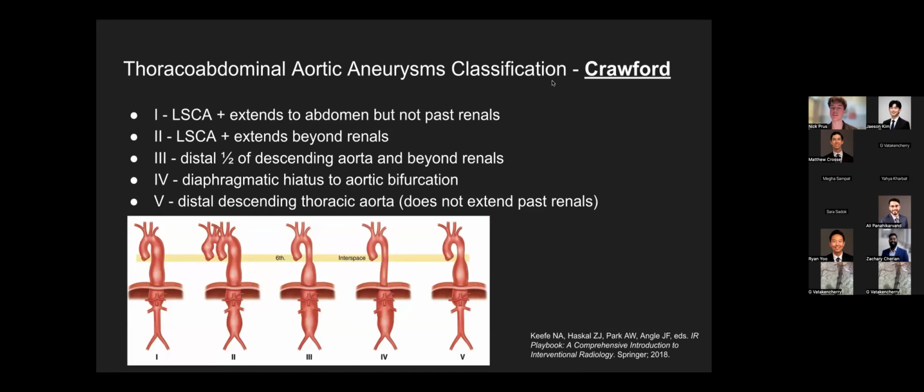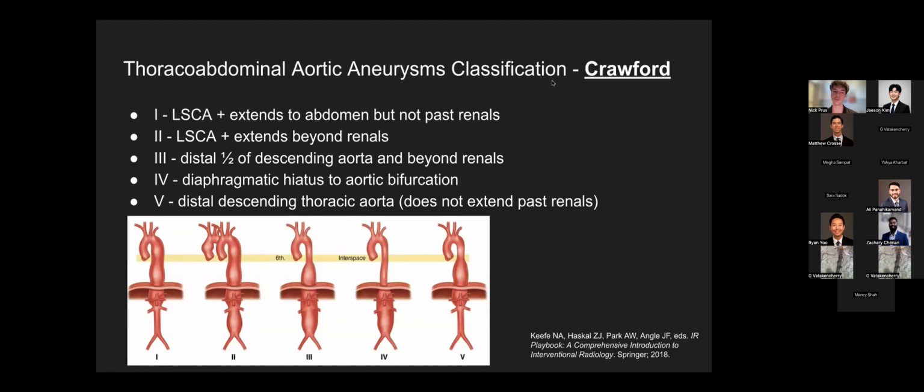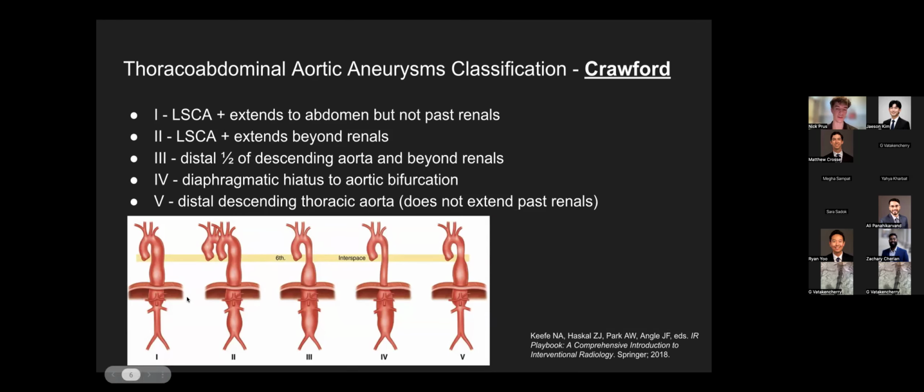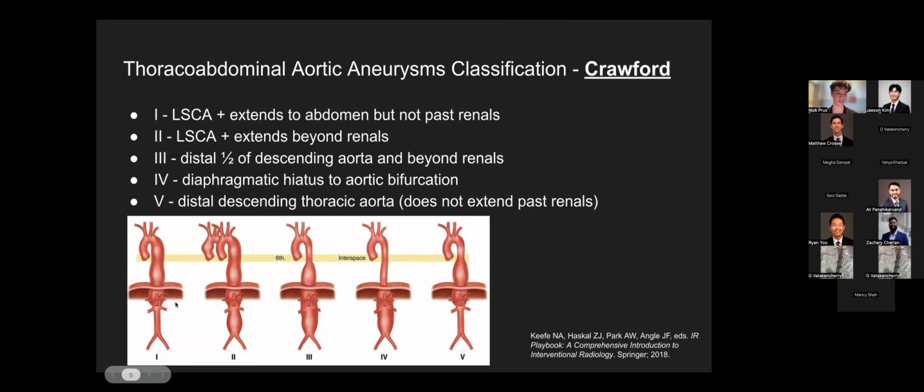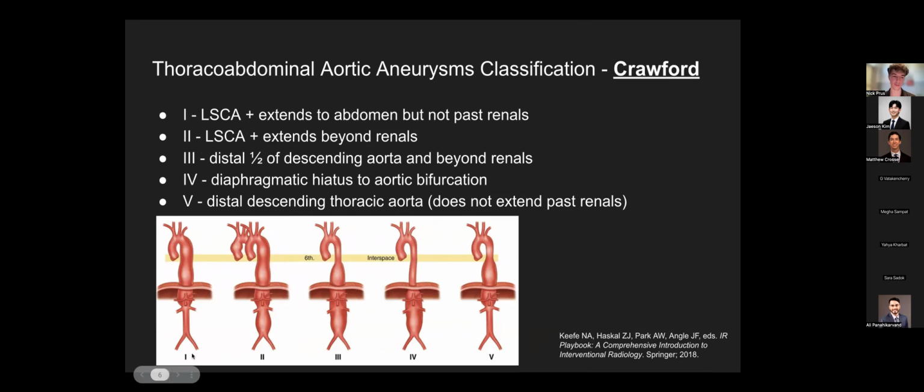The Crawford classification is used to classify thoracoabdominal aortic aneurysms. There's five different types. I'm going to go over each one. The next slide has labeled images, which makes it even easier to tell. But this is a type 1 Crawford, so it includes the portion of the left subclavian. So this would be zone 2.